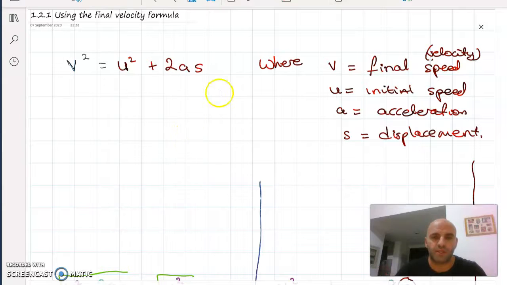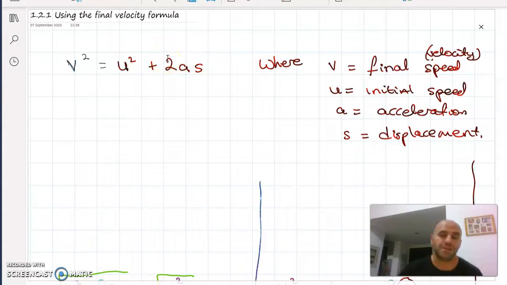So this little video is on using the final speed or the final velocity equation, v squared equals u squared plus 2as, where the v stands for the final speed or the final velocity, u is the initial speed, a is the acceleration, and s is what we call the displacement. And that 2 is just 2, okay?